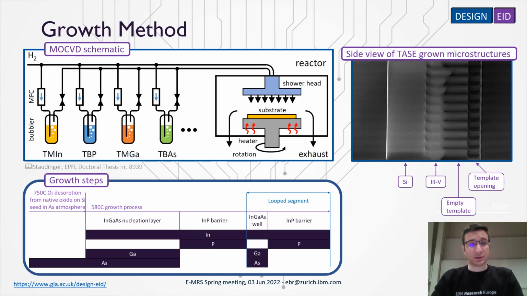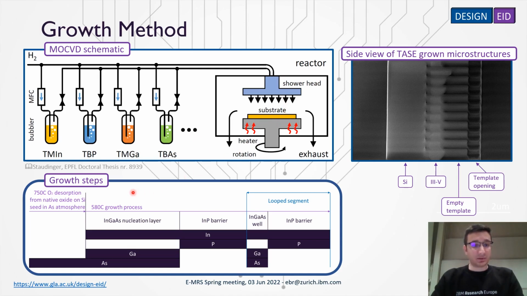Our TASE structures are grown with the MOCVD method, which stands for metal organic chemical vapor deposition. In our MOCVD setup, a hydrogen flow transports the various precursors to the reaction chamber. Here, they are deposited on the substrate, which lays on a rotating and heated plate.